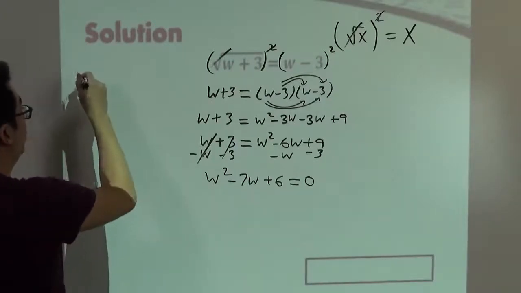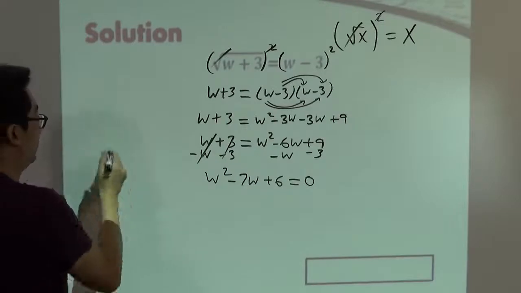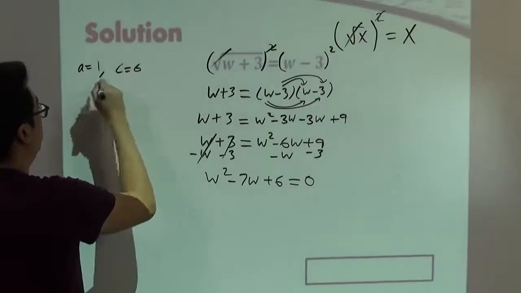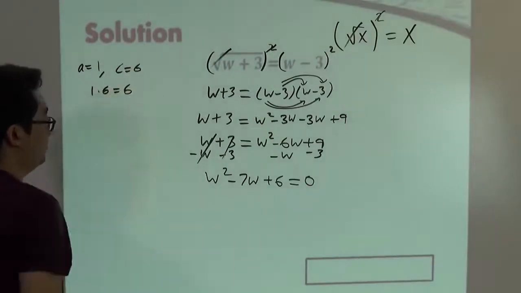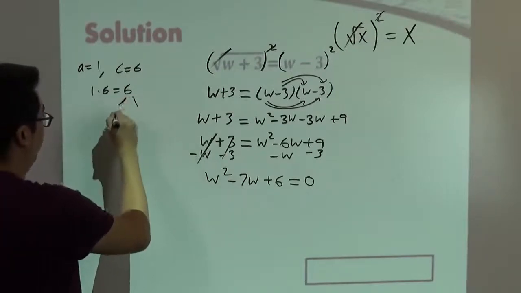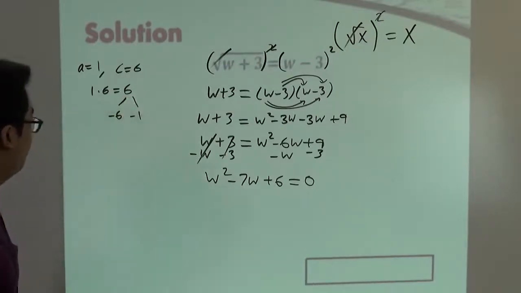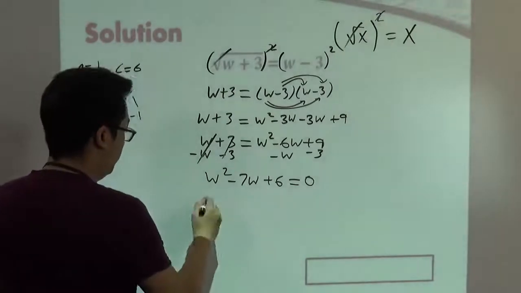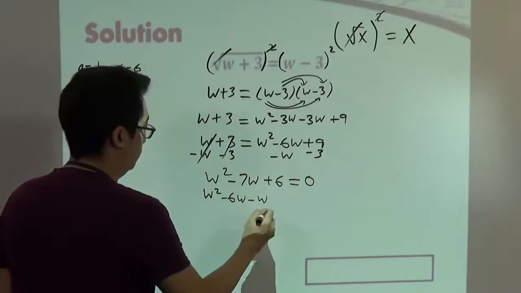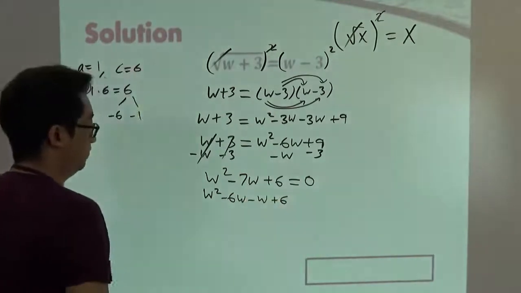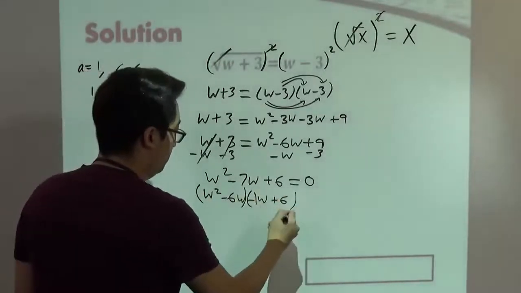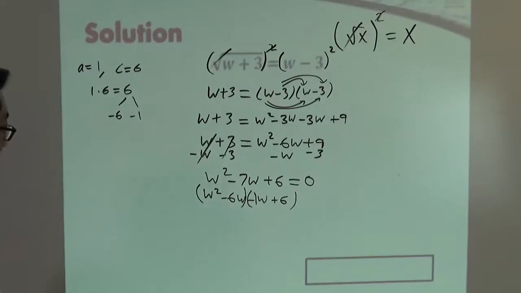So the AC method. This time, let's write up here, A is 1, C is 6, we multiply, that's 6. We have to find factors of 6 that add up to negative 7. That would be negative 6 and negative 1. So I rewrite this as w squared minus 6w minus w plus 6. Let's put it as a minus 1. Now I group my first two terms and second two terms.